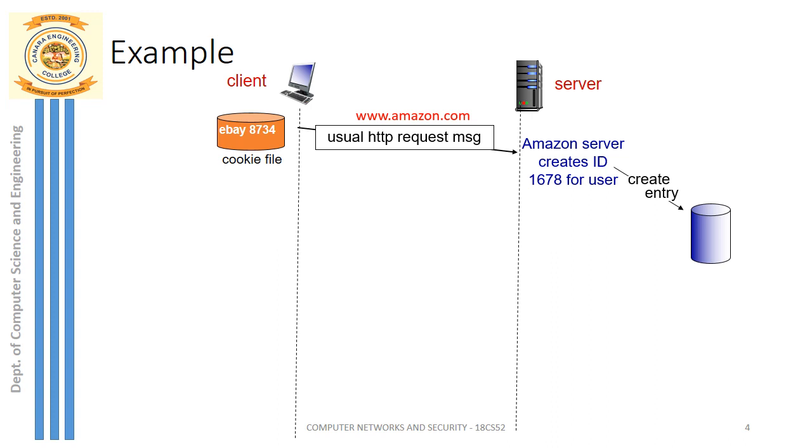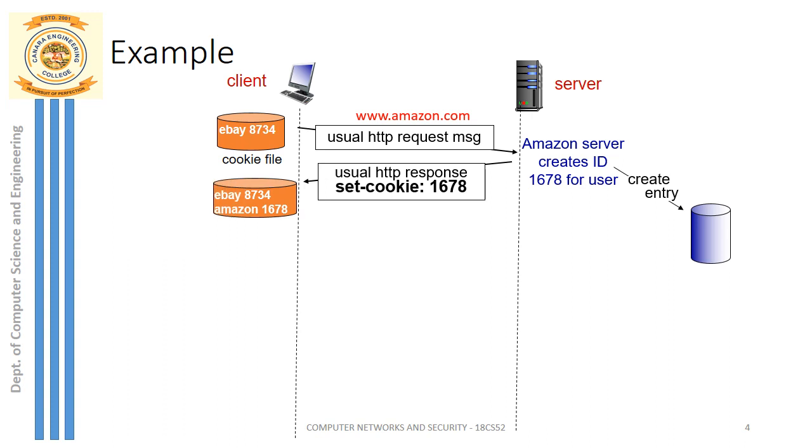Now we will see how exactly cookies work by taking an example. Here we consider the interaction between a client and the server. We assume that the client has already visited the eBay site, so there is an entry for that site in the client's cookie file. Now we will assume that the client makes a request to the Amazon server for the first time.